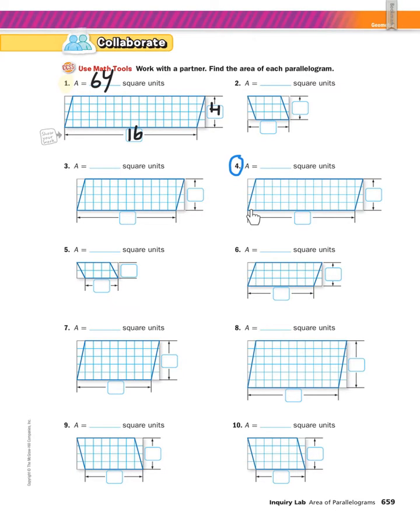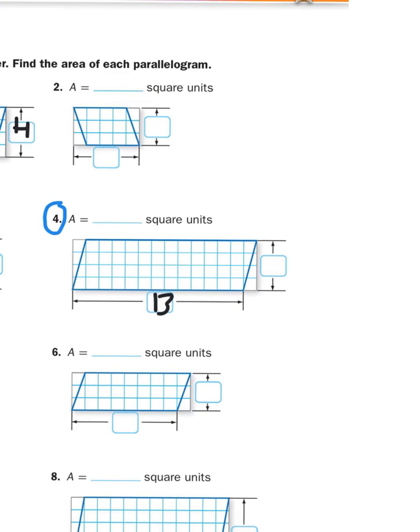So to find the base, I'm going to count my units. I have 1, 2, 3, 4, 5, 6, 7, 8, 9, 10, 11, 12, 13. Don't count that. It's not part of the parallelogram. So you should have 13 down here. Let me zoom in. It might make it easier. And then for my height, I'm going to count, remember, straight up. 1, 2, 3, 4. So to find my area, I do 13 times 4, which is 52.